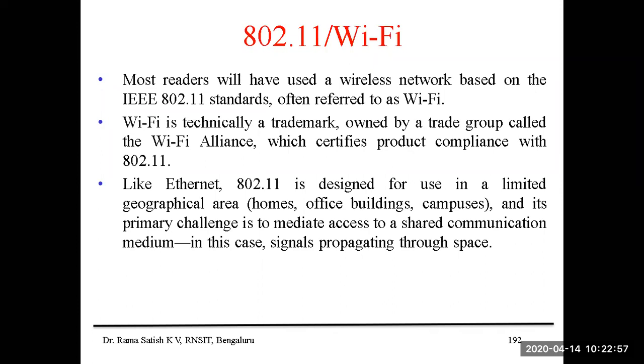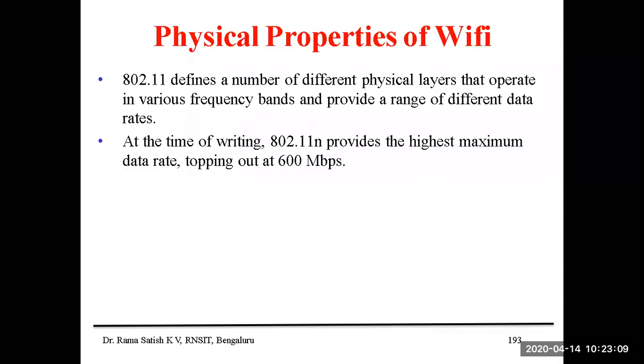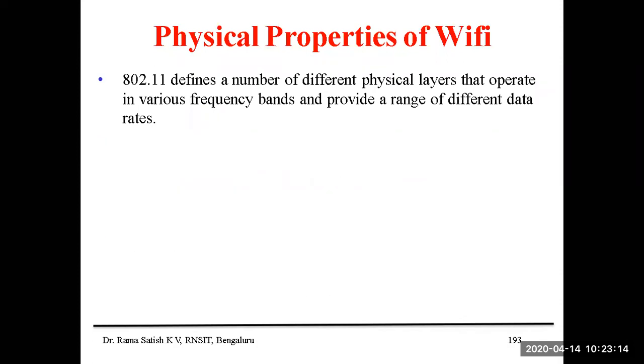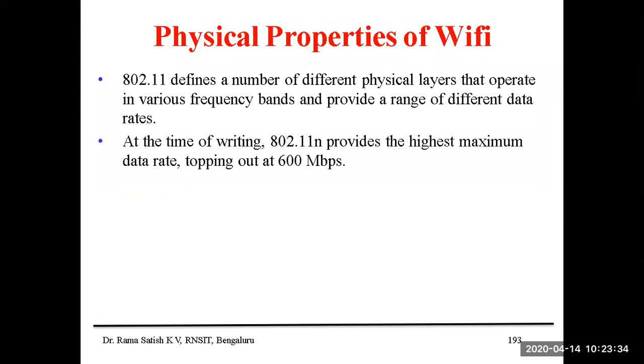Its primary challenge is mediating access to a shared communication medium. In this case, the signal propagates through space. Now, properties of Wi-Fi. First property: 802.11 defines a number of different physical layers that operate in various frequency bands. Each router will be transmitting in different frequency bands, and they provide a range of different data rates. At the time of developing 802.11, this was the highest version, with a maximum rate topping out at 600 mbps. We were about to get 600 mbps, but today we are getting gbps.